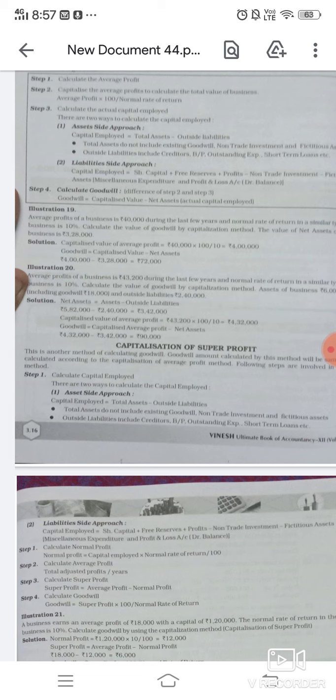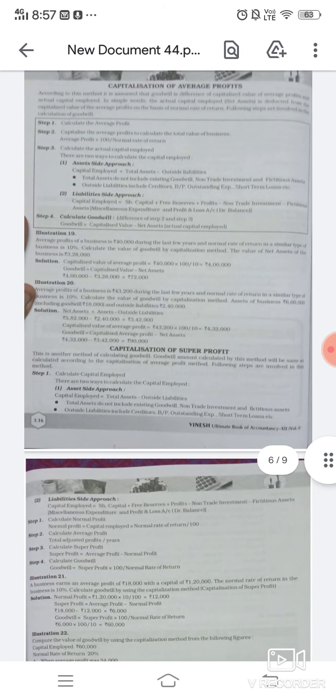And see illustration 19. Average profit of the business is 40,000 during the last few years, and the normal rate of return is 10%. They ask to calculate the value of goodwill by the capitalization method, and all the information is given directly, so it is very easy. So first, in order to calculate the value of goodwill, what is the formula? Capitalized average profit minus net asset. So in this sum, net asset is given directly, 3,28,000.